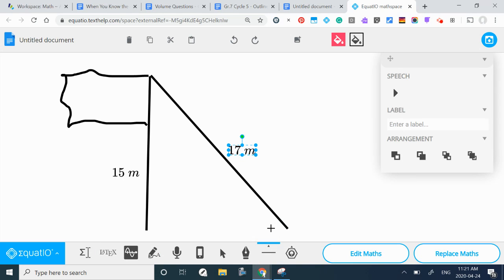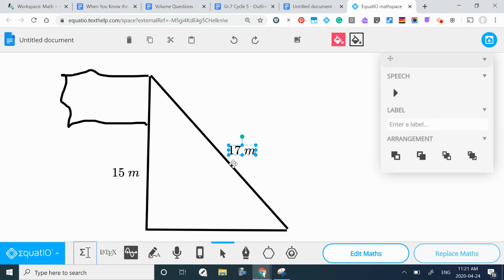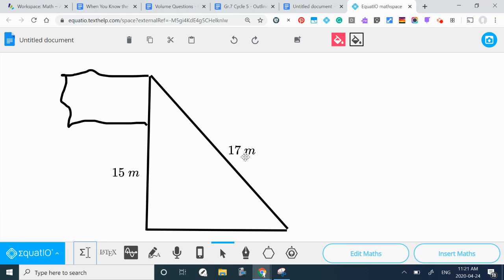The question asks, how far is the bottom of the flagpole to the end of the string? When I draw that line in, I can see I have a right angle triangle, and I'm looking for side B. There's my longest side, the hypotenuse, across from the right angle. This is A. So now we can write in our formula. Always make sure that the last thing that you inserted is not clicked on, because if it is, then you're going to replace that with the next thing you type in.